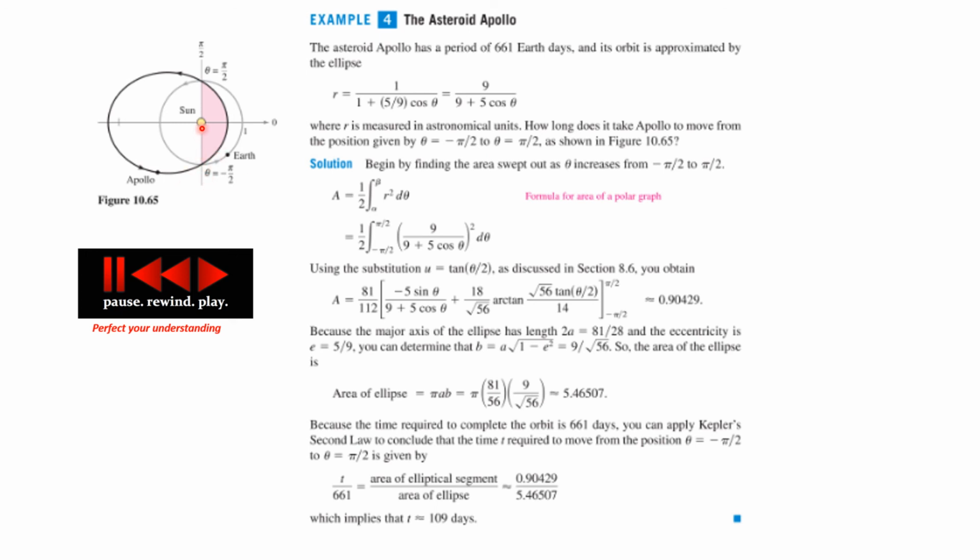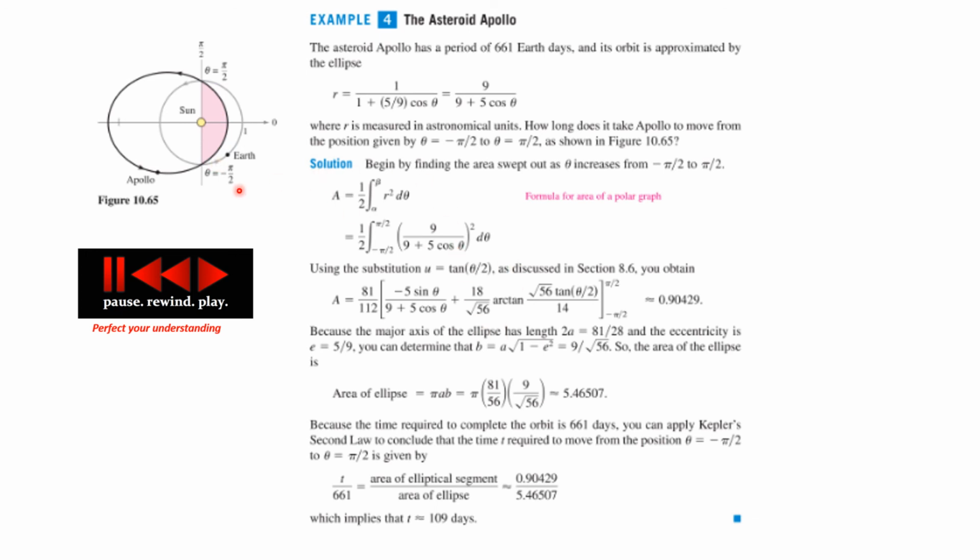So you see here is the sun, and this is Apollo. So it's going around like that. And we're going from here, so that is theta equal minus pi/2 to pi/2. So the question being asked is: how long does it take? What is the time it takes Apollo to do that?